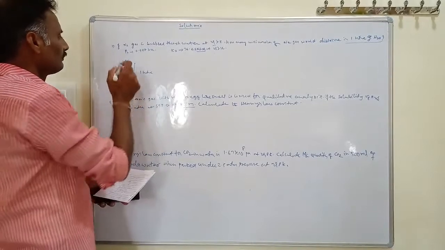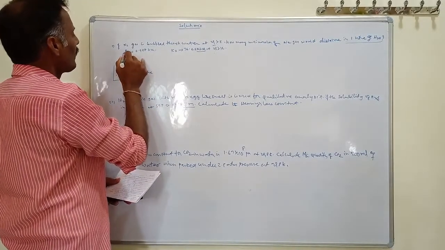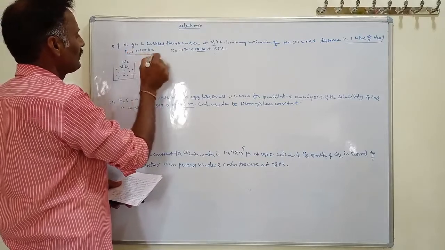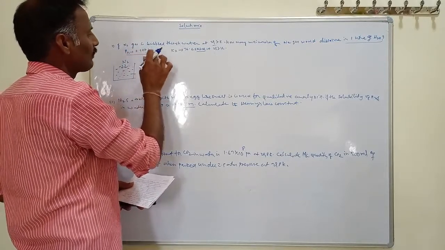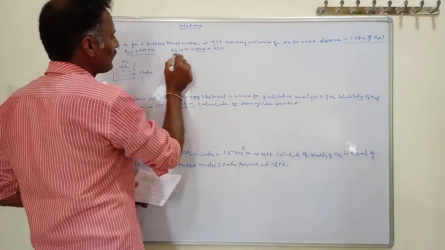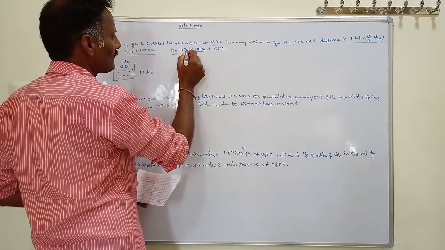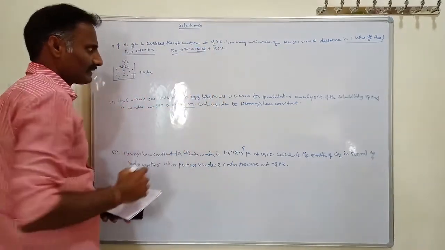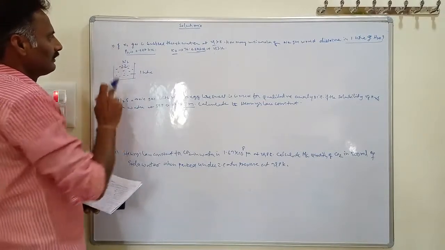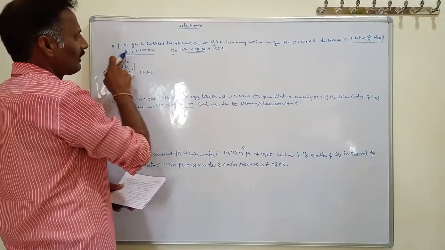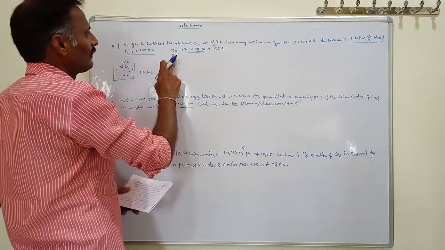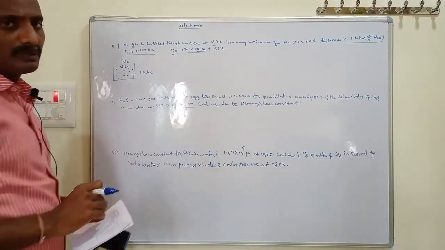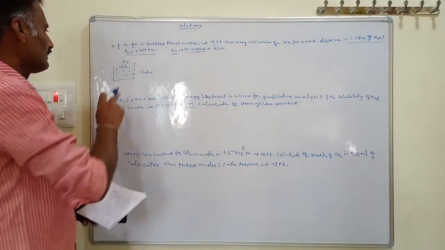Then given, the partial pressure of N2 is given. Partial pressure of N2 equals 0.987 bar. And also Henry's law constant is given. Henry's law constant value is 76.48 kilobar at 293 Kelvin. So one is the partial pressure of N2, the other is Henry's law constant, and also 1 liter of water is given. Then you calculate how many millimoles of nitrogen gas is dissolved in water.